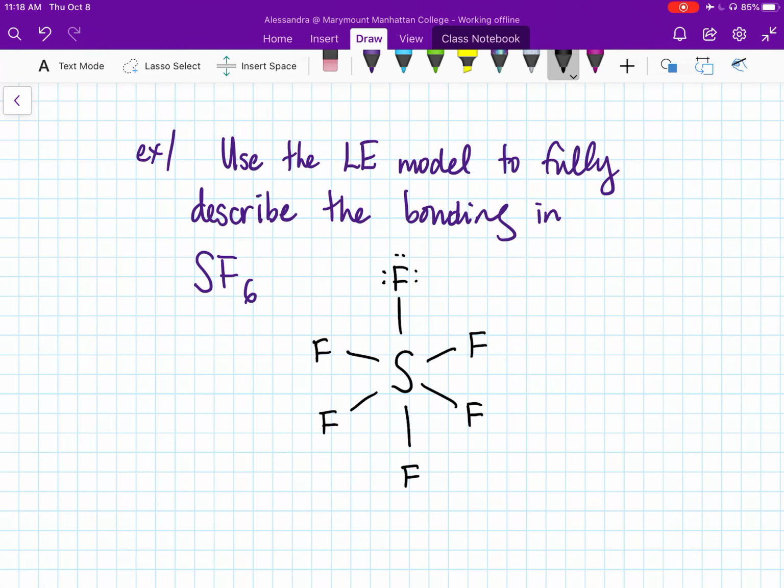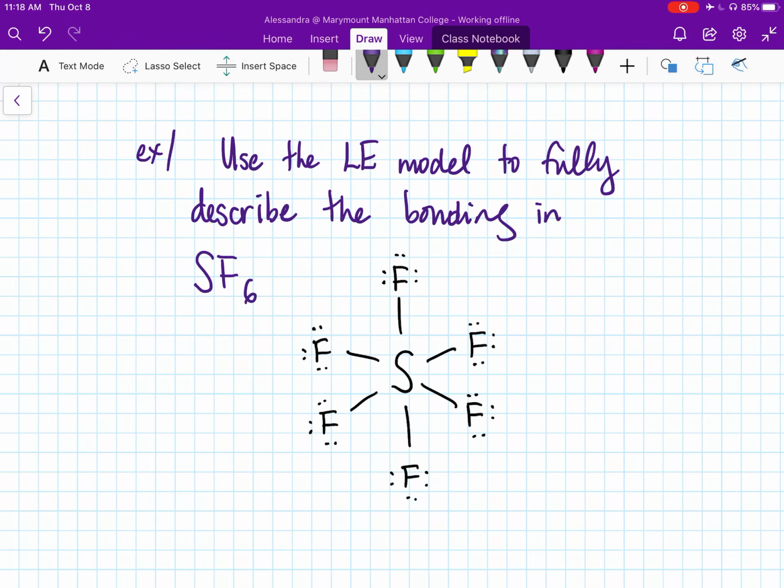This is a case of valency expansion where sulfur takes a dodectet. That's the only way we can bond those 6 fluorines to it. And sulfur is just fine expanding its valence like that because it's a third row atom. So this is the structure of SF6 that we can build with sulfur having 12 electrons around it.